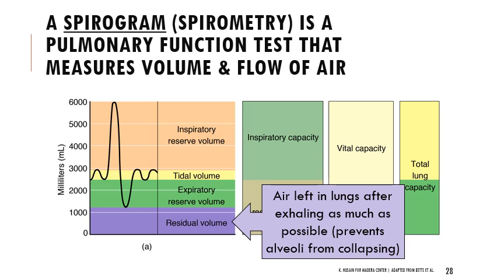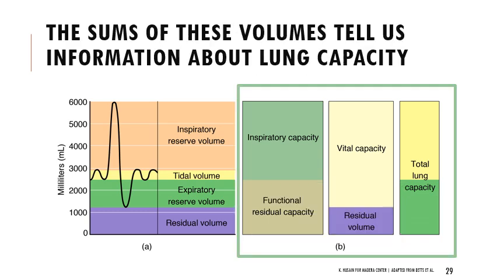And when we get different combinations of these volumes, we have different capacities. So for example, the inspiratory reserve volume and the tidal volume together make the inspiratory capacity. And then all of this together is the total lung capacity. So those capacities are different combinations or sums of specific types of volumes.